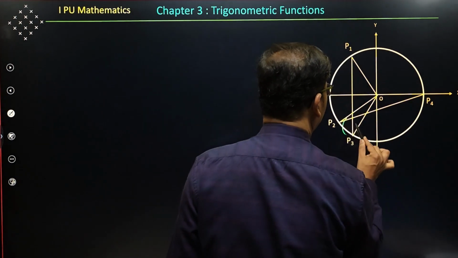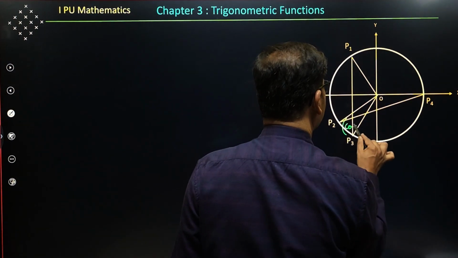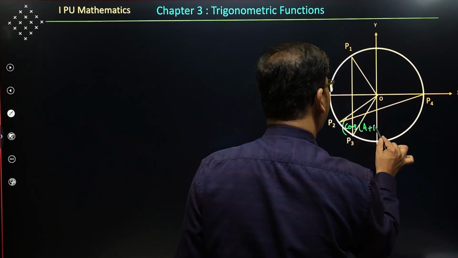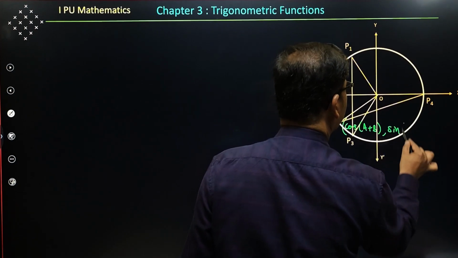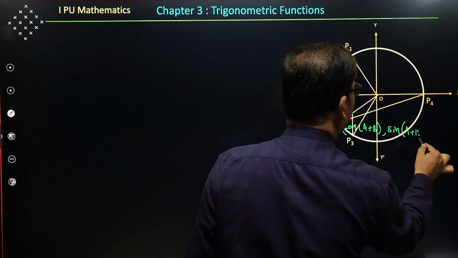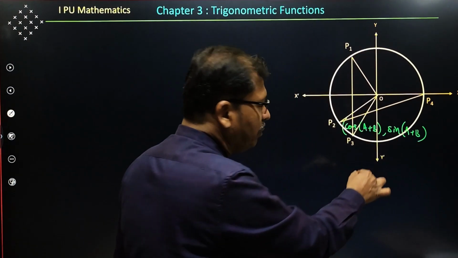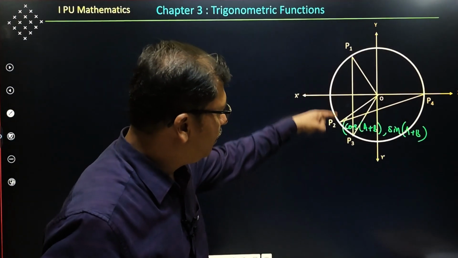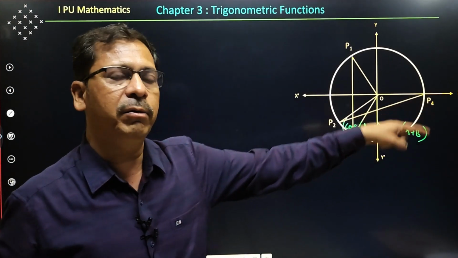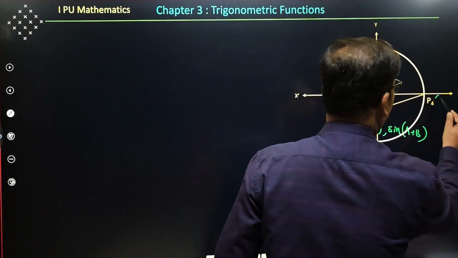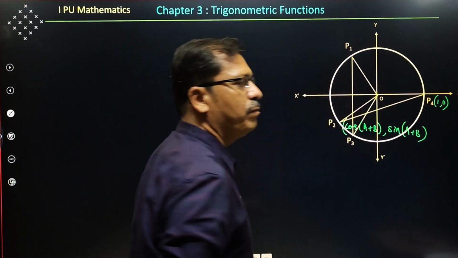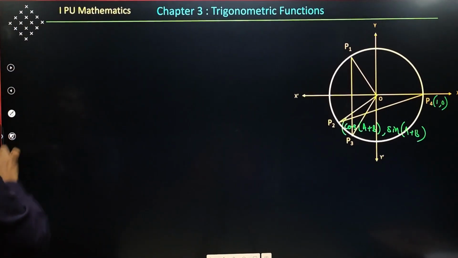P2 corresponds to what? P2 corresponds to cos of a plus b, sin of a plus b. Now look at P4. We are taking P2 P4 length. First we found P1 P3, now we need to find P2 P4. This is 1, 0. What are x1, y1?